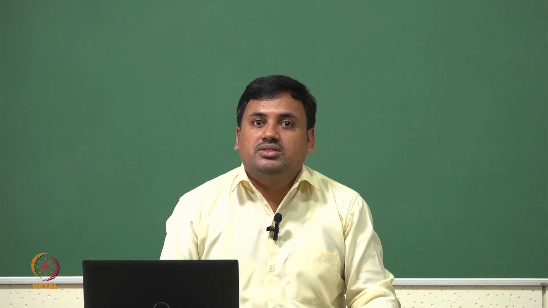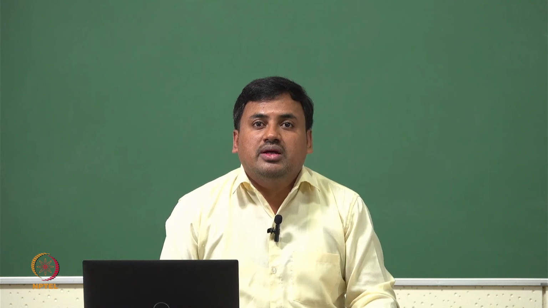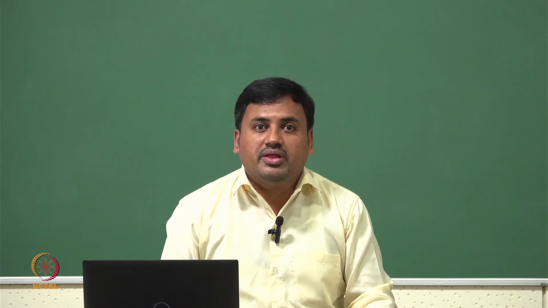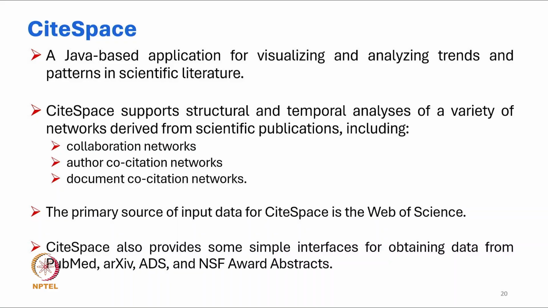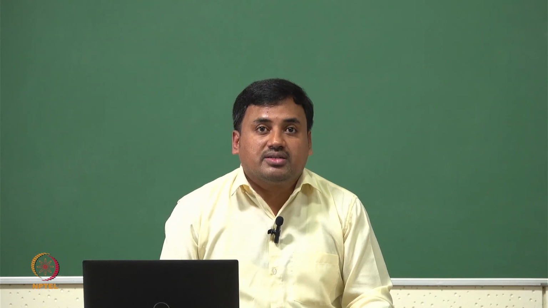Another visualization application is CiteSpace. CiteSpace is a Java-based application for visualizing and analyzing trends and patterns in the scientific literature, and it supports structural and temporal analysis of a variety of networks derived from scientific publications, including collaboration networks, co-citation networks, and document co-citation networks. CiteSpace supports data from Web of Science, and it does not support data from other databases like Scopus. But it also supports data obtained from PubMed, NSF abstracts, and others.